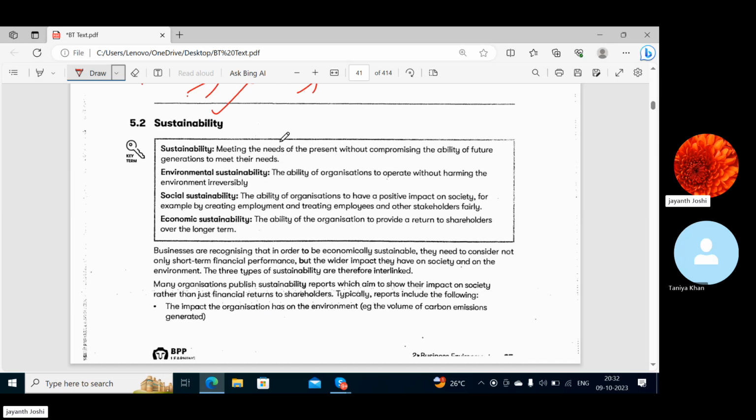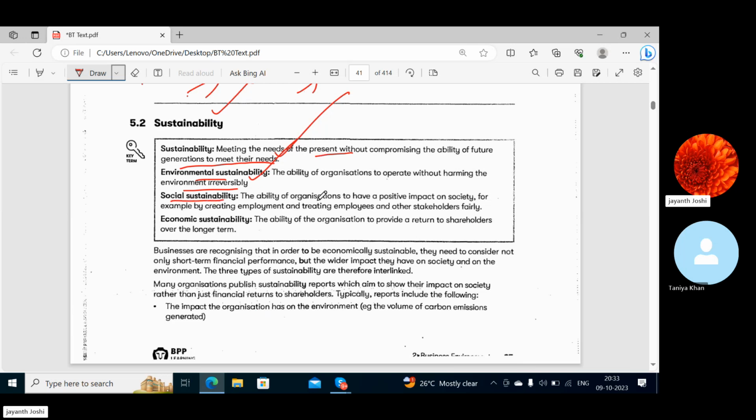So sustainability is meeting the needs of the present without compromising the ability of future generations to meet their needs. So suppose you want to use something, you use it, but don't use it in such a way that the future generation cannot use it. That means they may not have the resources to use. Environmental sustainability is the ability of organizations to operate without harming the environment irreversibly. That means if you harm the environment very badly, then it becomes irreversible. Once you have done a lot of damage, it cannot be reversed, right? So it will be spoiled.